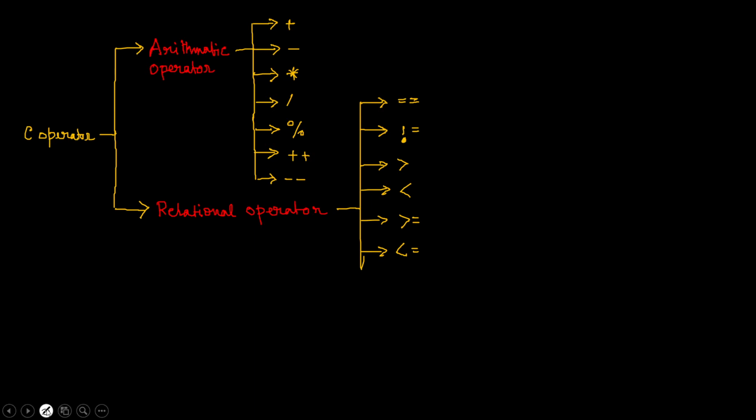Now if I extend this again, the third category we have is what we call the logical operator. Under this logical operator, three types of logical operator come. One is called AND, one is called OR, and one is called NOT.